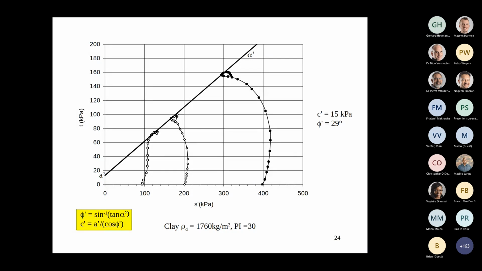determining design parameters is the responsibility of the design engineer, not the laboratory. And you as the design engineer have to go through this process and come up with your design parameters, in this case, effective stress strength parameters.